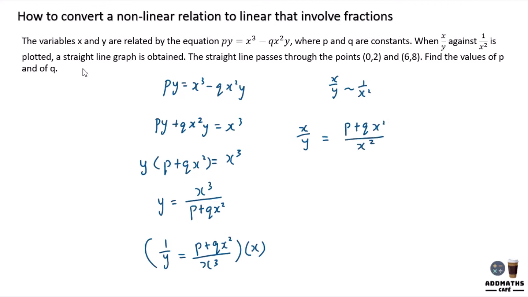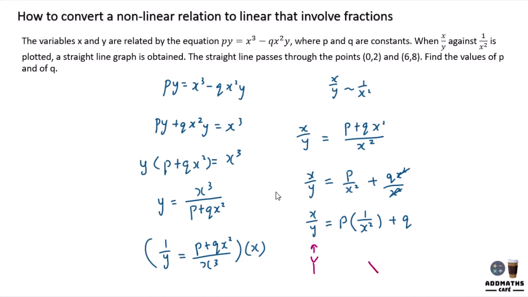And because this is p plus qx squared over x squared, what we can do is separate this equation. So we will have x over y equal to p over x squared plus qx squared over x squared, and this can cancel. At the end, you will have p times 1 over x squared plus q. So in this part, we can say that your y here is x over y, and your x here is 1 over x squared, since it is drawn this way. And whatever is behind your x is your gradient, and this will be your c.